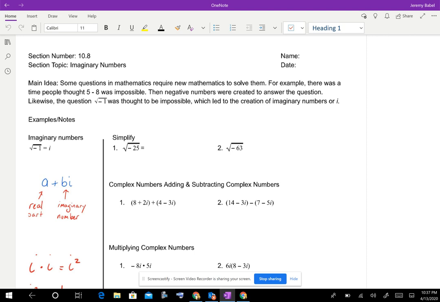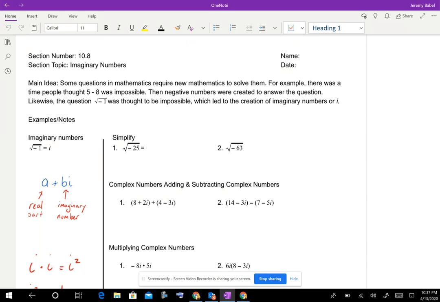Okay, we're looking at imaginary and complex numbers right now. This fits into the unit we've been studying because we've been talking about radical expressions and radical equations, and imaginary numbers are, well, the square root of a negative 1. It's something that was developed in mathematics to answer the question of what is the square root of -1.